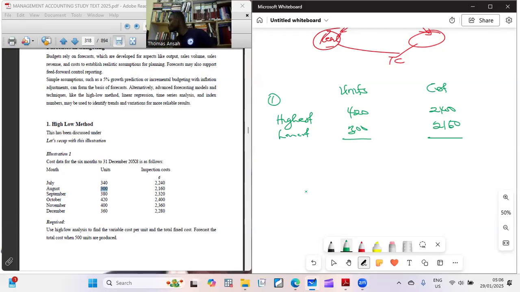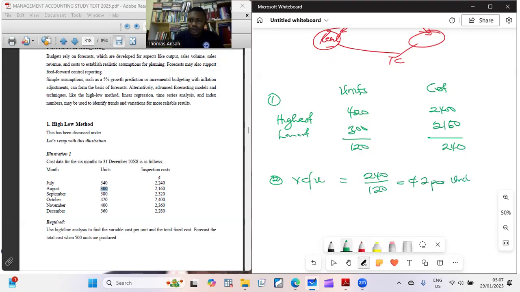Where's my calculator? Okay, so I have this one here, but I thought I had the scientific one around. All right, so we can use this. If I do this, I think this is 240. I don't need a calculator for that yet. Then this is 120. So my variable cost per unit is going to be 240 over 120, and that is 2 cedis per unit.